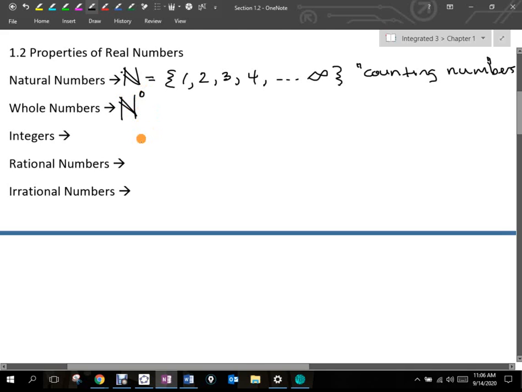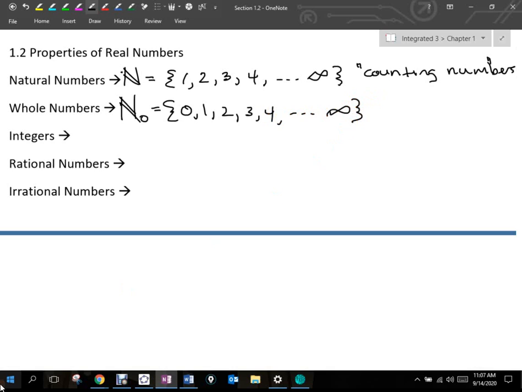And they'll either put a 0 up there or they'll put a 0 down there. Okay? I'm going to put it down at the bottom. But our whole numbers are our natural numbers, but they start at 0, they go to 1, they go to 2, they go to 3, they go to 4, and go all the way to infinity. Not much different. It's the same exact list except for the inclusion of a 0.